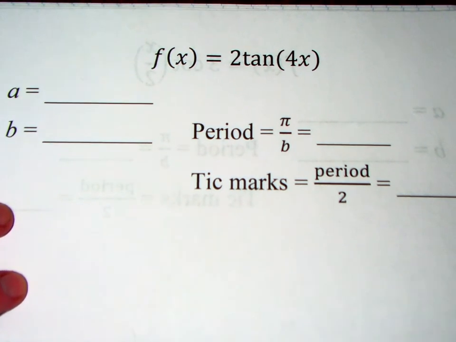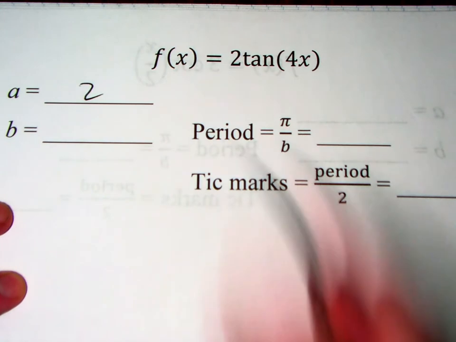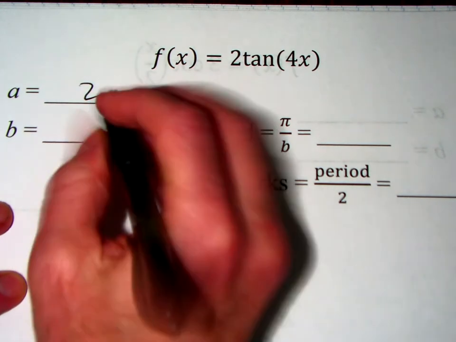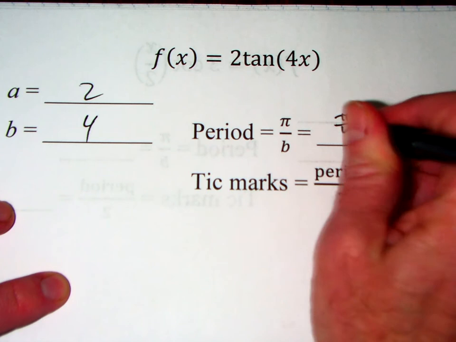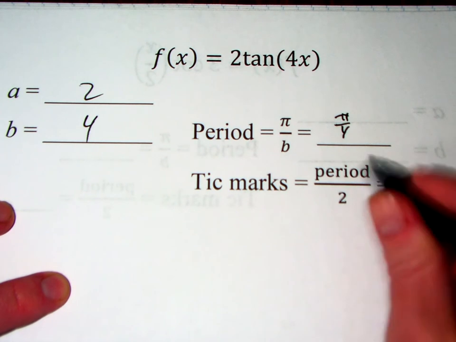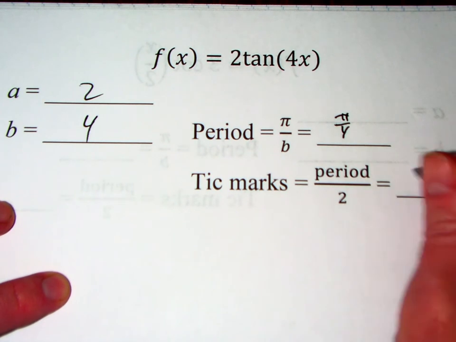Based on what we knew from sine and cosine, you should be able to find your A and B value there, and then the period and the tick marks. So we know here A is going to be 2. The B value is 4. Period would be pi over 4. Can't do anything with that. And then the period divided by 2 would end up being pi over 8.